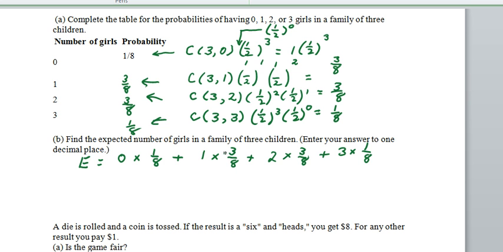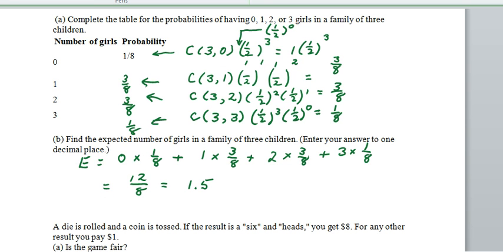And so we've got 3/8 plus 6/8 is 9/8, plus 3/8 is 12/8. Or 1.5 girls. Theoretically, since of course we cannot have a fraction of a girl. We have one more problem.